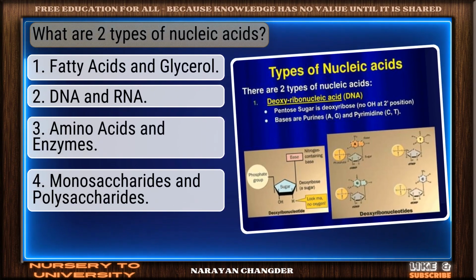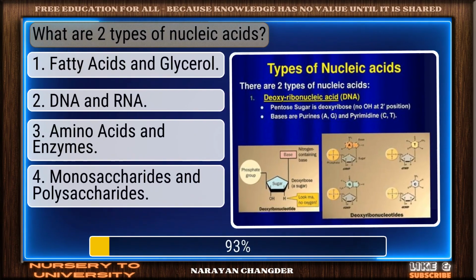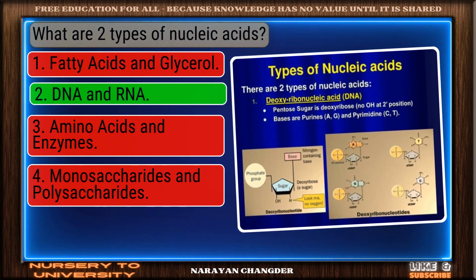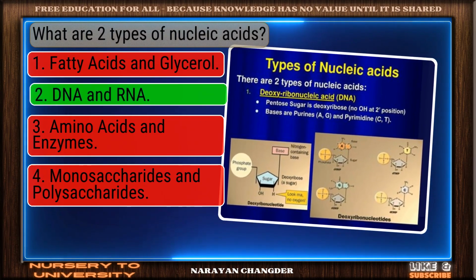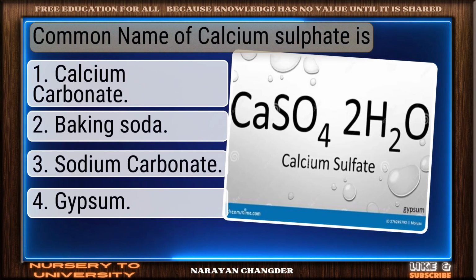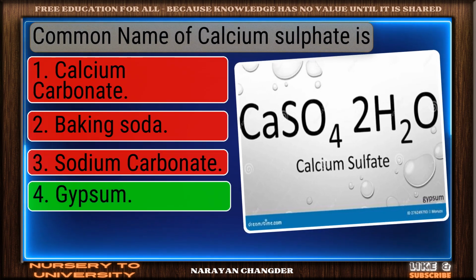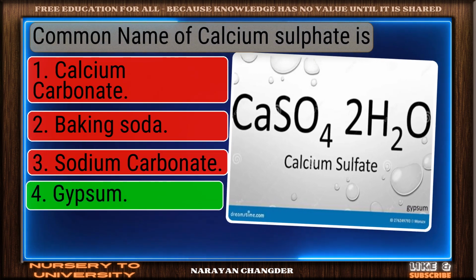Question number 84. What are two types of nucleic acids? Solid response. DNA and RNA is a valid choice. Question number 85. Common name of calcium sulfate is? Valid point. Gypsum is true.